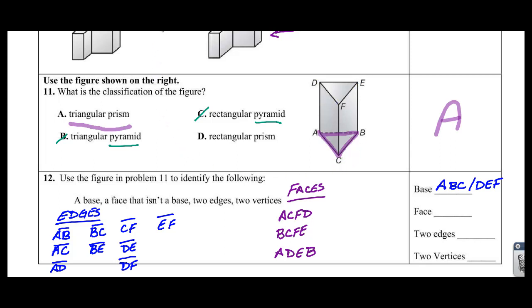All right, finally, you need 2 vertices. And the vertices are these single letter points. So you've got A, B, C, D, E, and F, and you would need 2 of those. So pick your answers out of that. Hopefully you got those right.